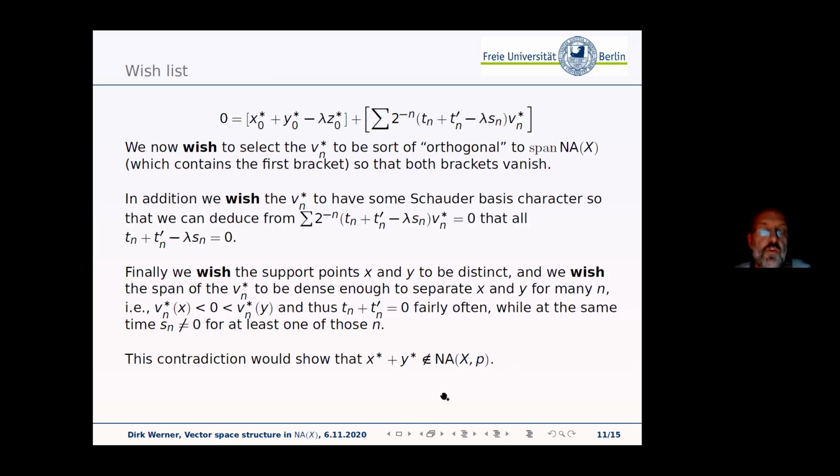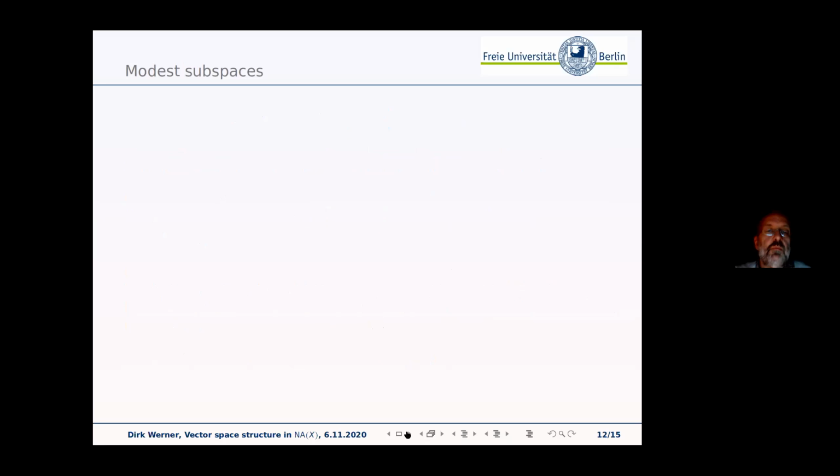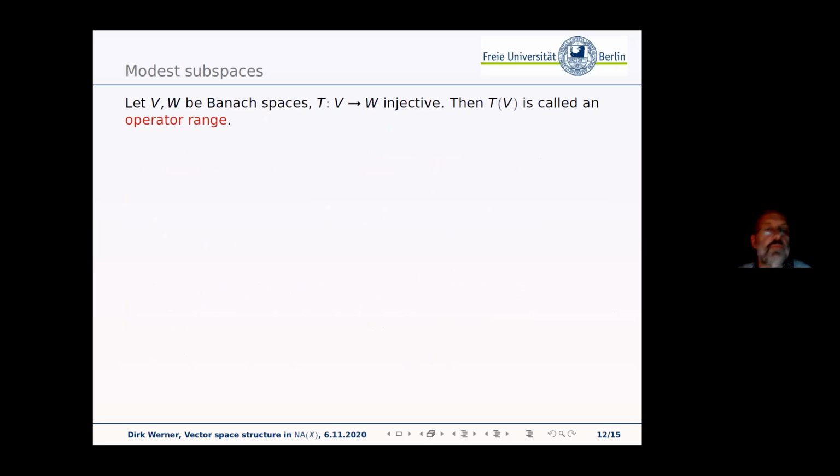Now, to implement this wish list, we made a definition of what is called a modest subspace. For that, I have first to recall the notion of an operator range. So you take a bounded linear operator from some V to some W, then its range is a very specific subspace of W. It's called an operator range.